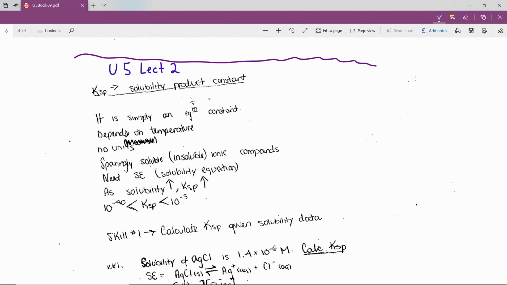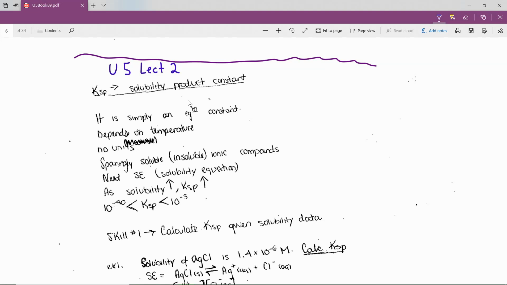Okay, so KSP, it depends on the temperature just like any equilibrium constant does. It doesn't have units like any equilibrium constants. It is applicable mostly for sparingly soluble salts. Sparingly soluble is also known as insoluble. And you have to create the solubility equation to determine the value of KSP from the KSP expression. It's like we talked about the mass action expression before.